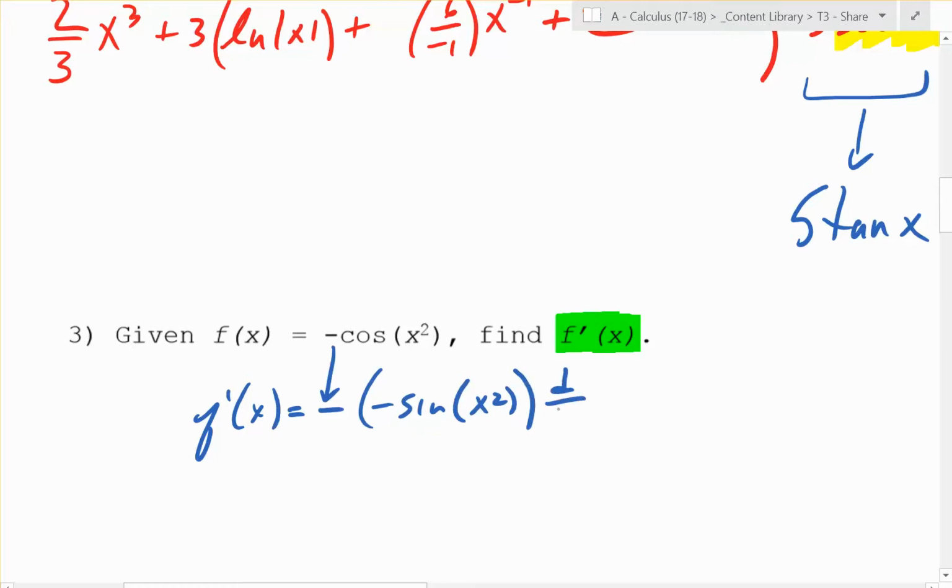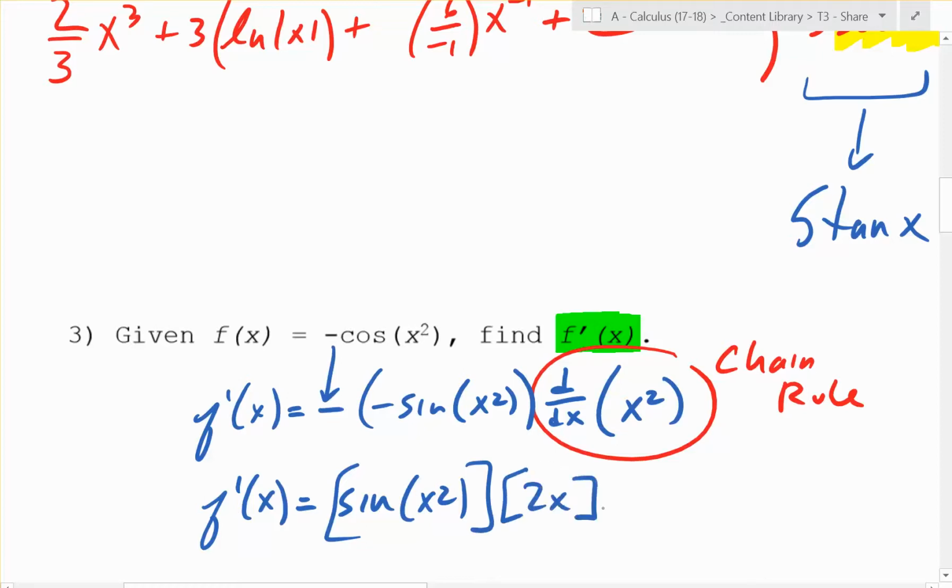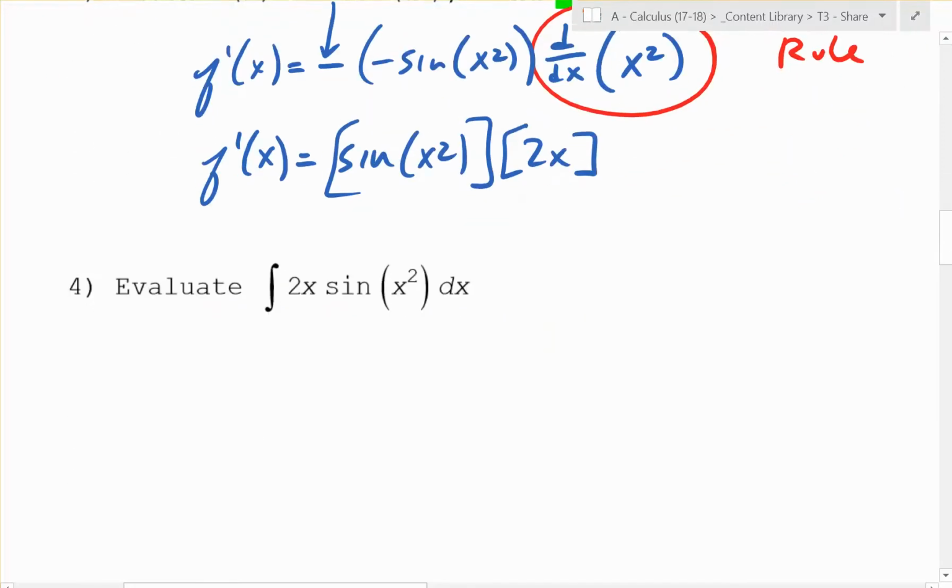But then you need to do the derivative of the inside because of the chain rule. So this part right here is because of the chain rule. When you keep doing this out, these two negatives out front cancel each other out. You end up with sine of x squared. That's the first part. And then what's the derivative of x squared? Well, that's just 2x. Nice.